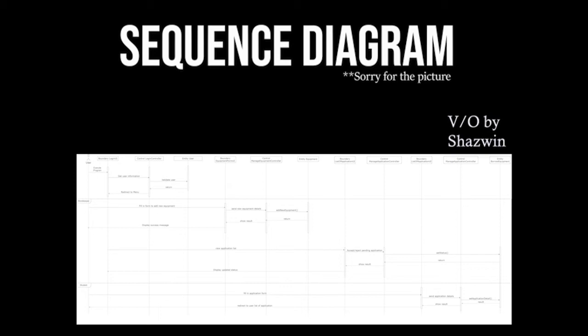Then if the user is a student, the student will be redirected to the request application UI boundary, where the user will fill in the application form to borrow the equipment. Then the boundary will send the inserted information into the controller. Then the controller will call set application details from the entity and show the result of insertion in the display. The user then can view their application.